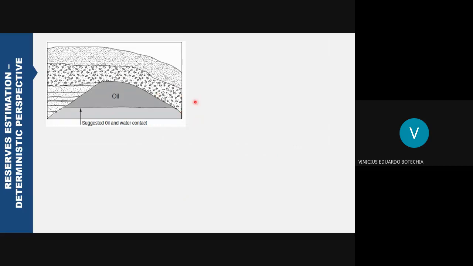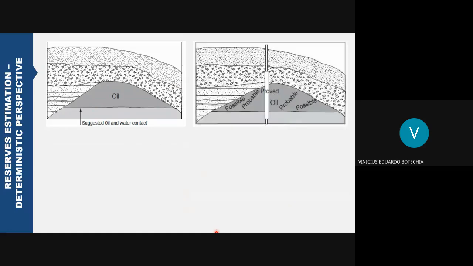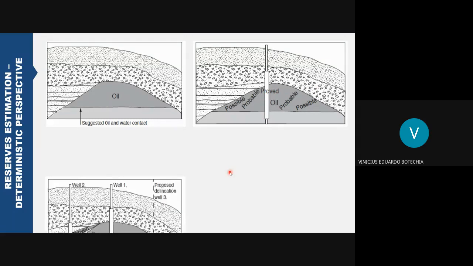You have your reservoir here, but you have many uncertainties in the first place. You don't know exactly where there is oil and where there is not. So you drill a well, and only where the well is, you have the proved reserves. The farther you go from the well, the less likely it is to have oil, right? Of course, close to the well you have more probability of oil, and far from the well, less probability. So in this case, for instance, I have proved oil here, probable surrounding the well, and possible far from the well.